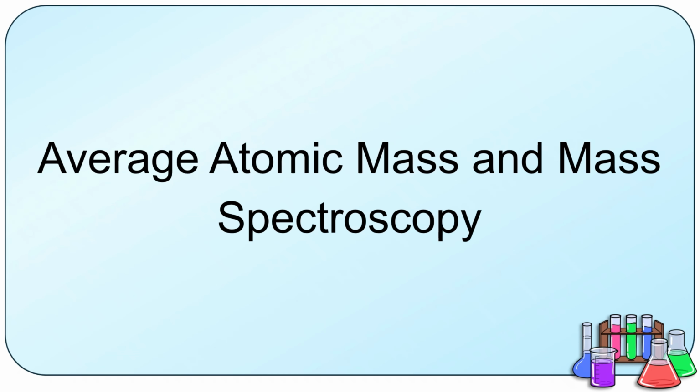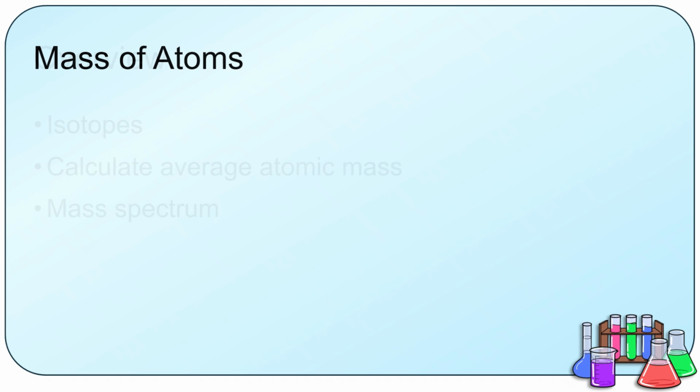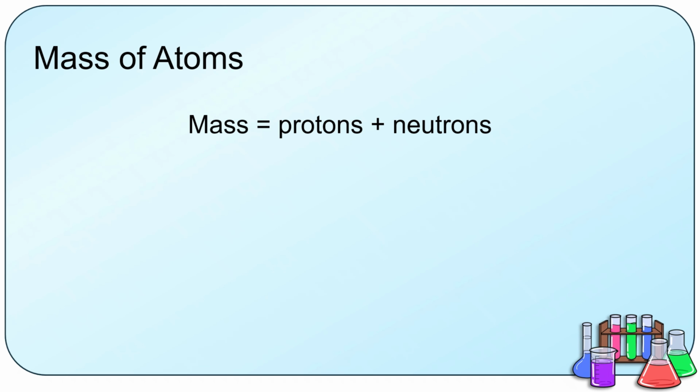Hi everyone! Let's talk about average atomic mass and mass spectroscopy. In this video, we'll talk about what isotopes are, how to calculate average atomic mass, and how to read a mass spectrum. The mass of atoms comes from its protons plus its neutrons.